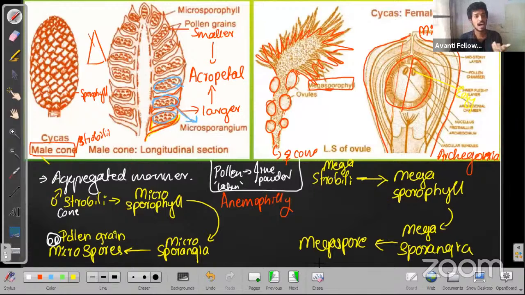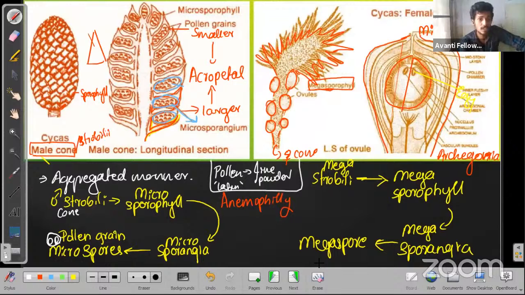So Megasporangia is the ovule. You can consider it like that. The complete structure is the Megasporophyll. Then the megaspore is present inside that, among the archegonial cells. So don't think that Megasporangia contain hundreds of spores. It's not like that. It only contains one or two megaspores. So that also depends.